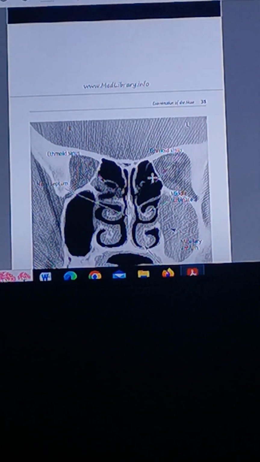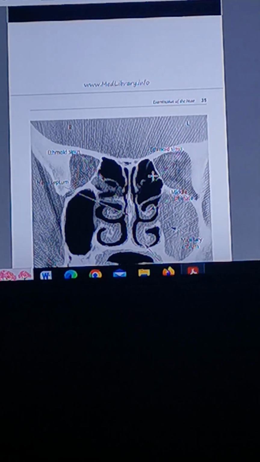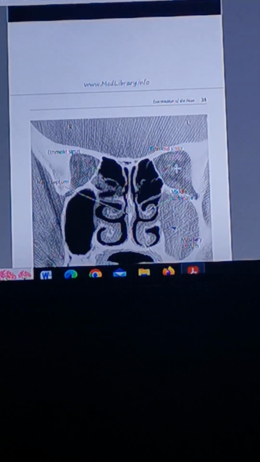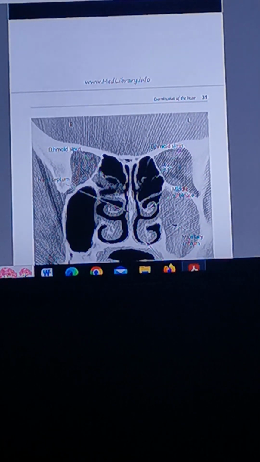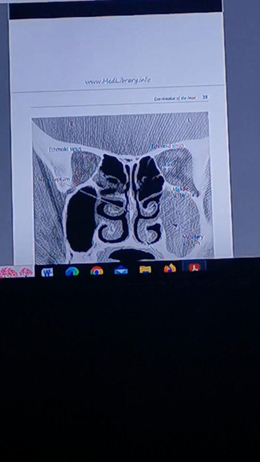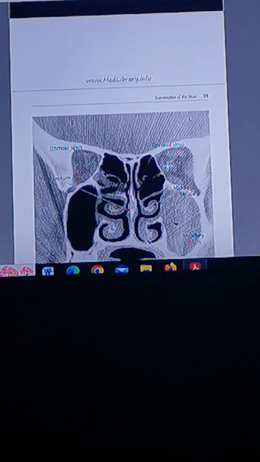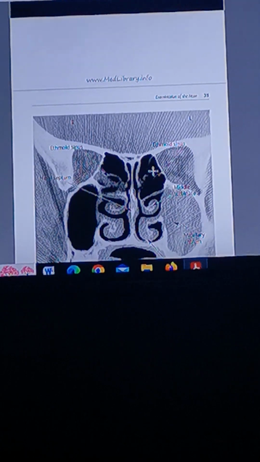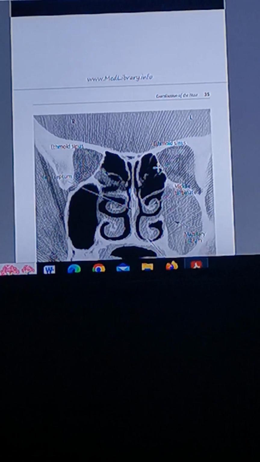Bone called lamina papyracea, and from here infection or ethmoiditis, infection of the sinuses, can spread into the orbit, causing orbital complications of sinusitis, which include subperiosteal abscess, orbital cellulitis, orbital abscess, and cavernous sinus thrombosis. And here is the source of infection. From here, it goes through this plate, the cribriform plate of the ethmoid.